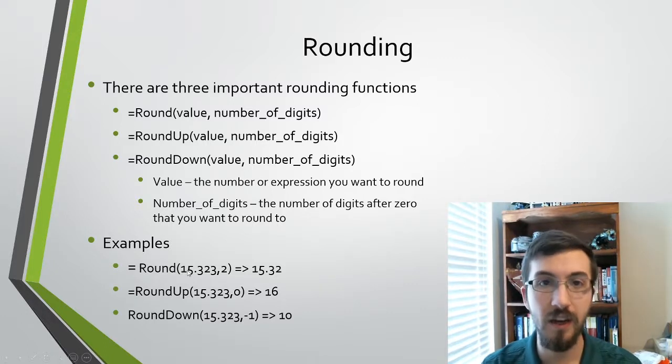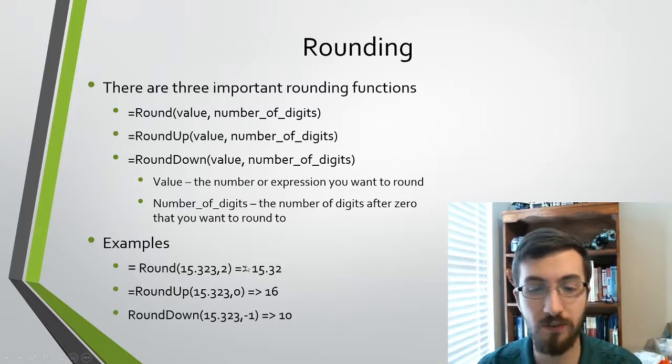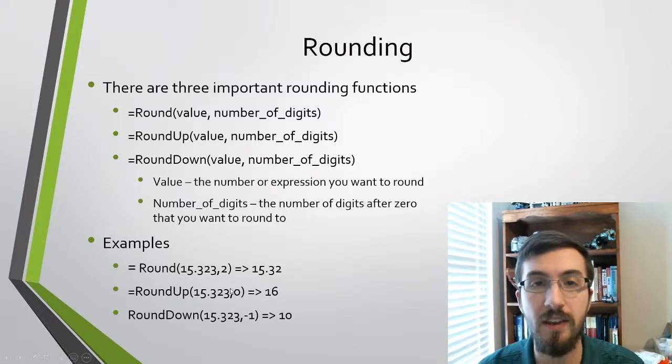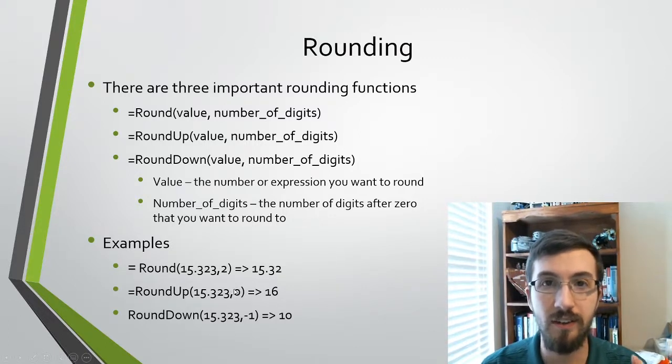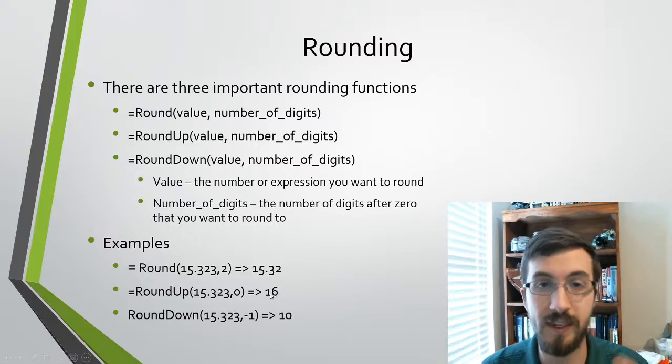Your example here, 15.323 rounded to 2 decimal places. Think of this as decimal places, really the number of digits. So that rounds to 15.32, right? Standard. The ROUNDUP, 15.323, 0 digits. That means you round to the nearest ones, right? You round up to the nearest ones. So this would become 16.